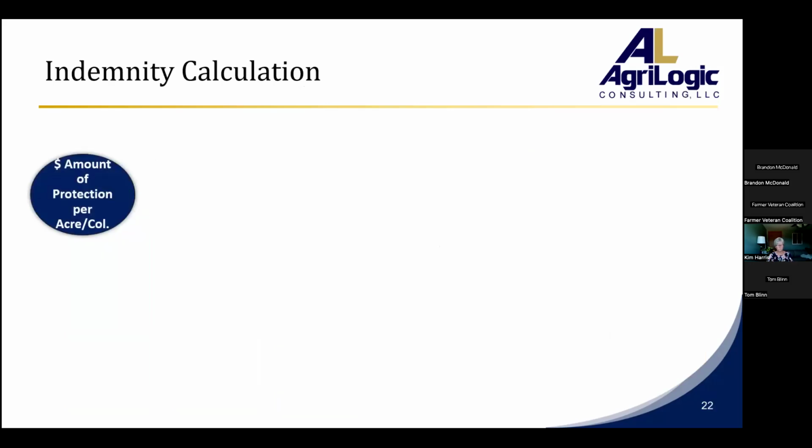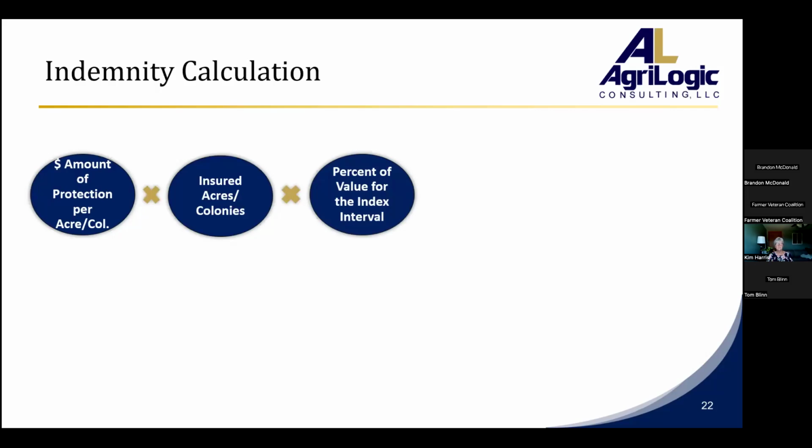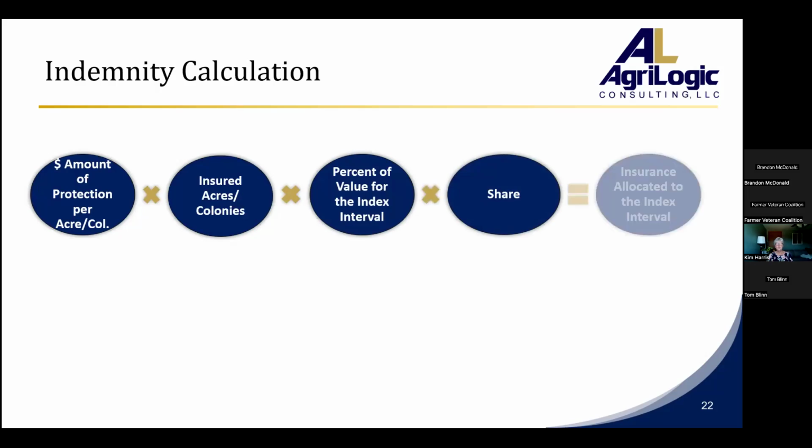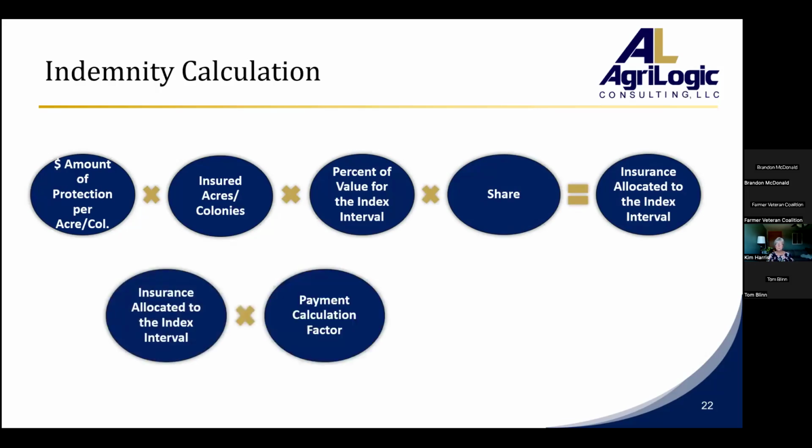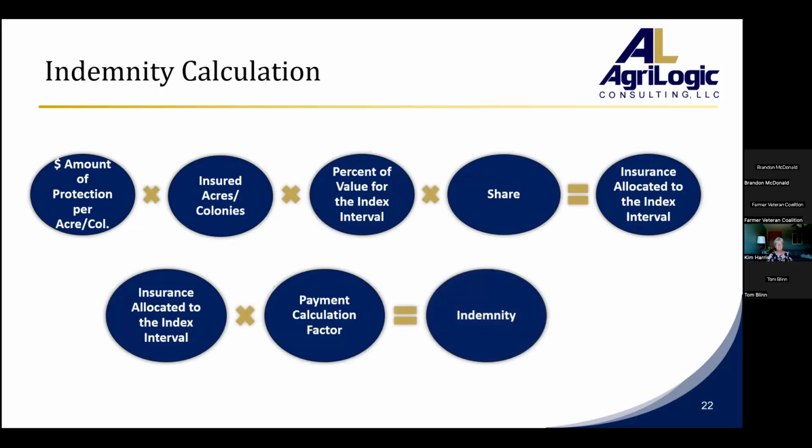So it's the amount of protection per acre times the number of acres or colony, in this case acres, because we're doing a PRF, times the percentage of value for that one, times a share, and that's the amount of insurance that was allocated to that interval. And now we're just going to take that times that payment calculation factor to get our indemnity. So it's a lot of circles there, but it's a fairly simple idea. It just takes a lot of steps to get there.